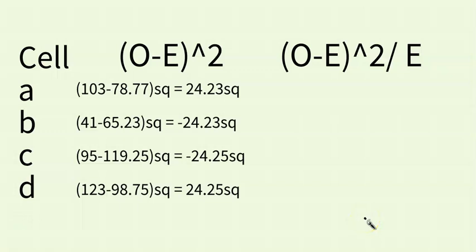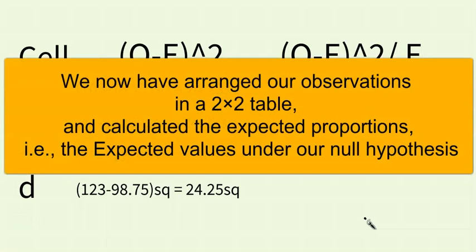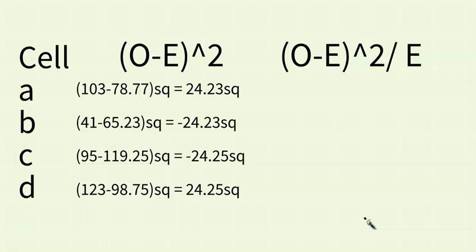Here is a brief summary of what we've done so far. We've arranged our observations in a 2x2 table. We've calculated our expected proportions, expected values under the null hypothesis. Now we proceed to conduct the chi-square test.